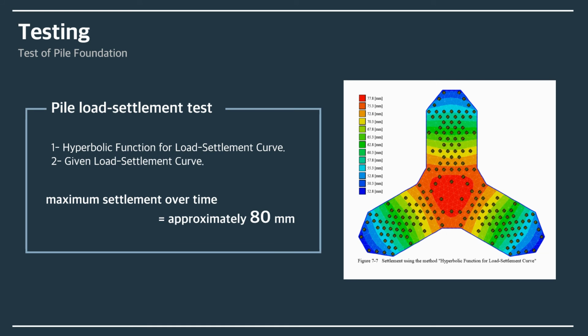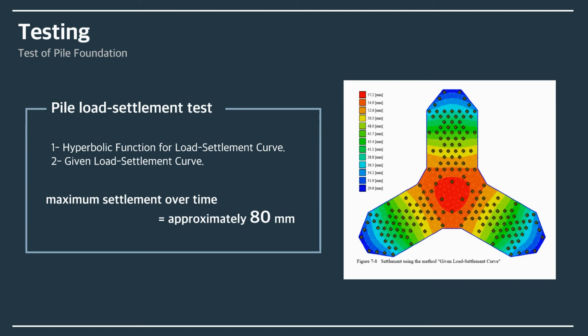First, the test of the pile foundation. After the pile load settlement test in 2004, the expected settlement value was measured by the hyperbolic function for the load settlement curve and the given load settlement curve. When designing, limit state design was used. After choosing the maximum value and setting that value as the design value, the construction was started.